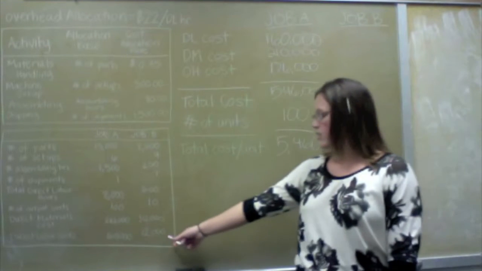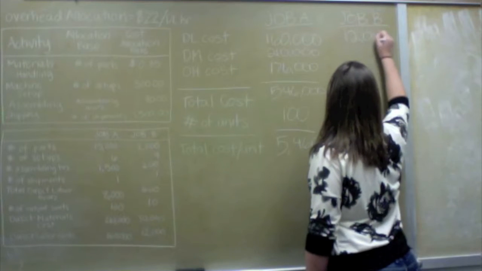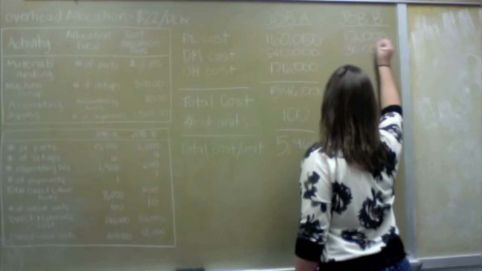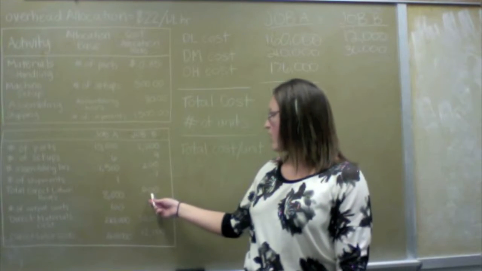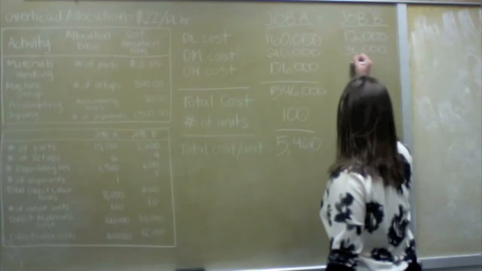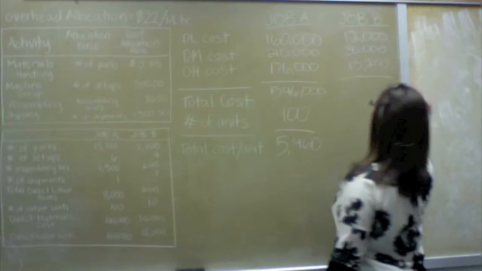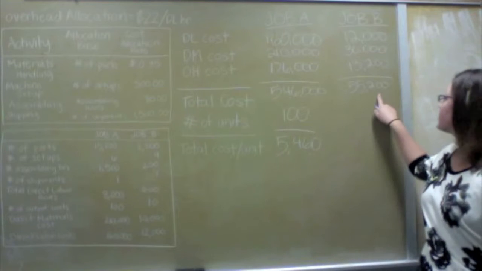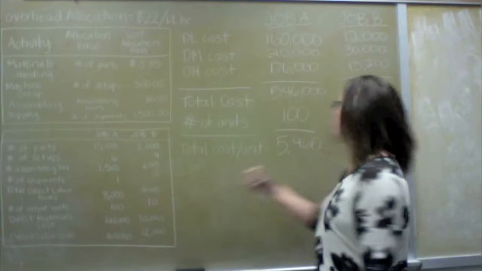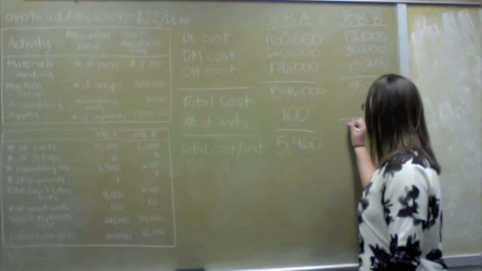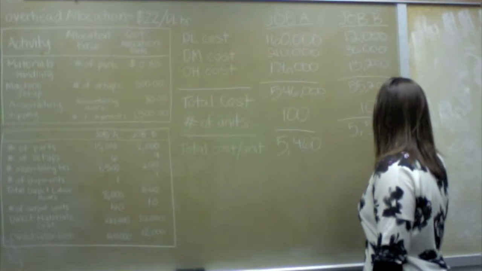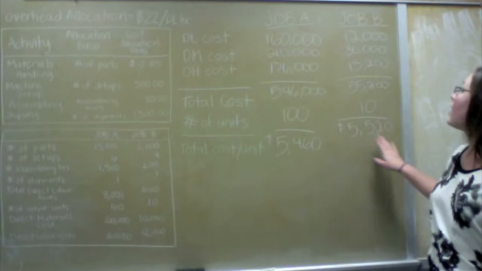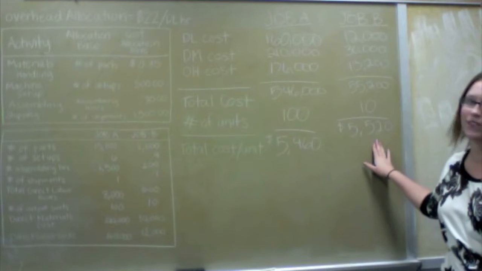Then for job B, we're going to do the same thing once again. The direct labor cost down here is 12,000. The direct materials cost here is 30,000. The overhead cost is going to be the direct labor hours, so 600 times 22, and you're going to get 13,200. You add those all together, and you get 55,200. Then you divide this 55,200 by the total number of units, which is 10, and you get 5,520. So the total cost per unit for job A is 5,460, and the total cost per unit for job B is 5,520.